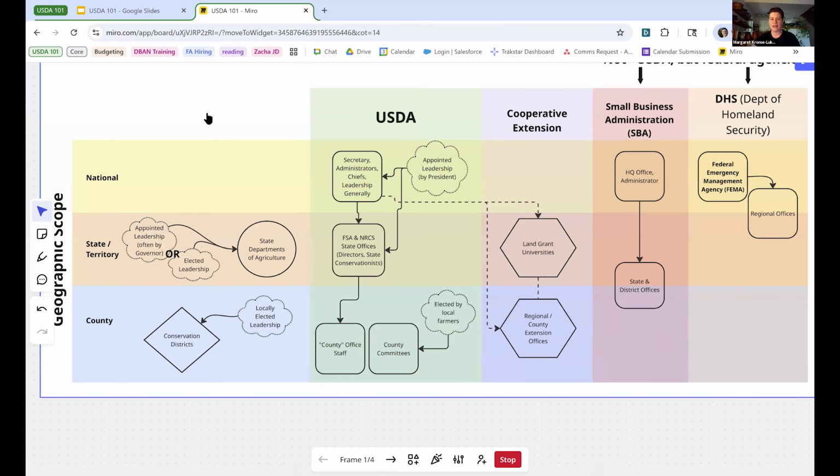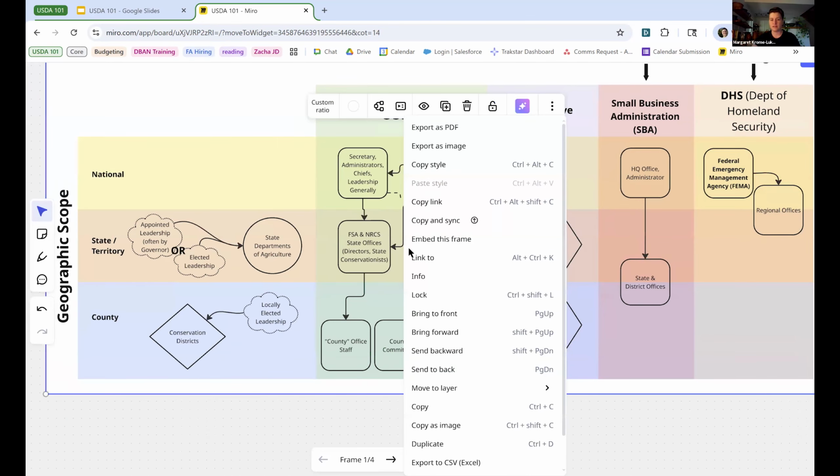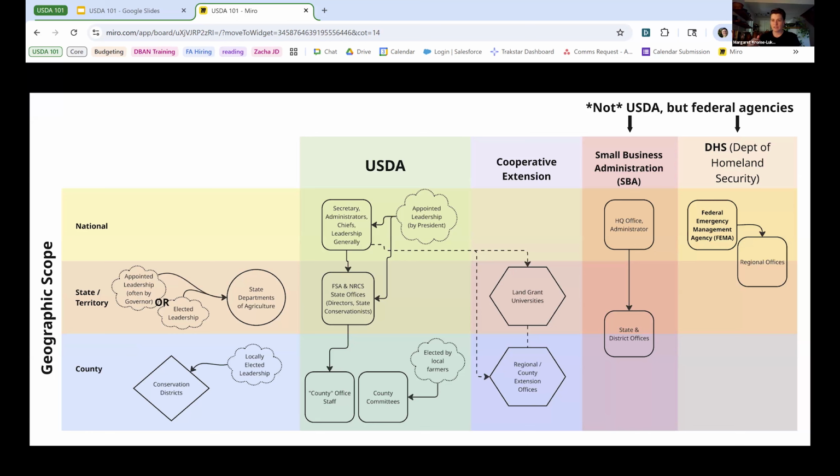USDA has a presence at all of these levels, right? There's national leadership, there's leadership at state offices, particularly the ones we're going to be talking about, FSA and NRCS. And those kinds of leadership are appointed by the president. We call them politicals. And if you are not a political appointee within the agency, you're career staff. So politicals will change with each presidential administration. Career staff will typically stay throughout different administrations.